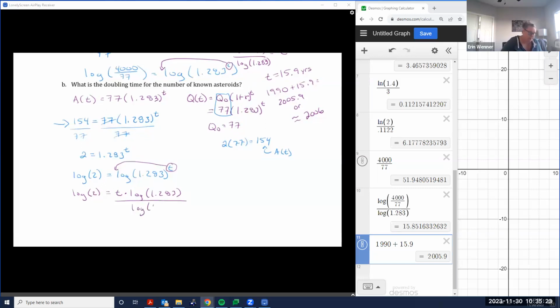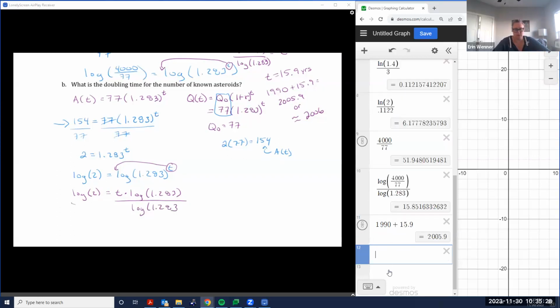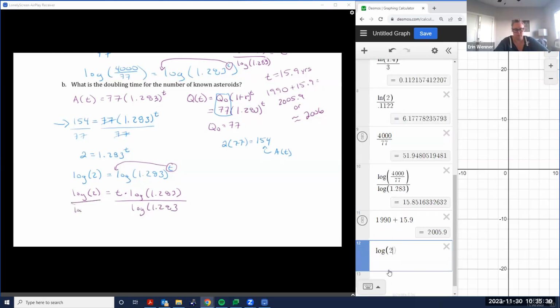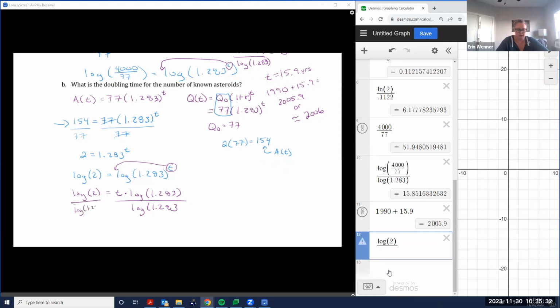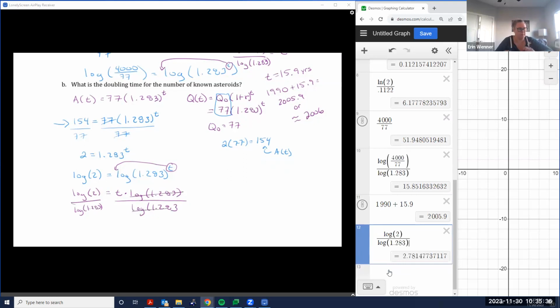Those will cancel out. Going over to our calculator, we're going to say log of 2 divided by log of 1.283. And we get t is equal to 2.7814, and so on. So approximately 2.8 years. So it'll take 2.8 years for the number of known asteroids to double.